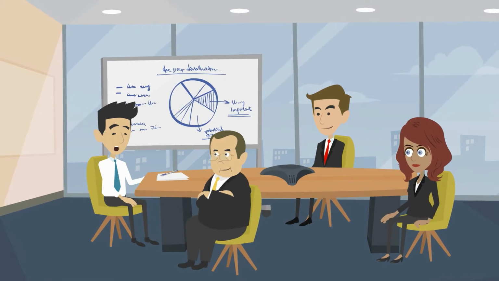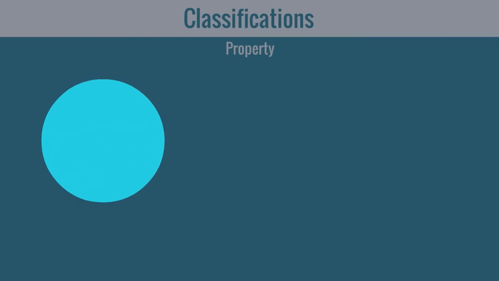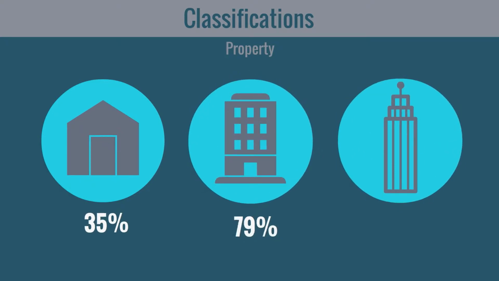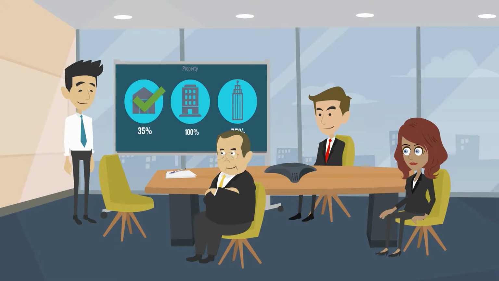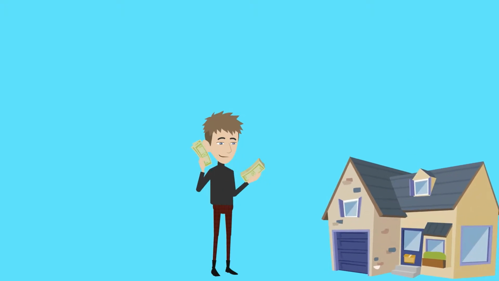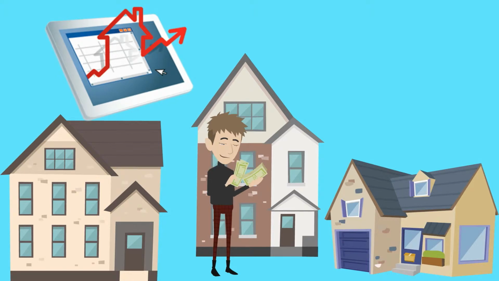I'm going to walk you through the difference between A, B, and C class properties. Investors, lenders, and brokers have developed property classifications to make it easier when communicating amongst themselves about the quality of property. For investors, property class is an important factor to consider because each class offers a different level of risk and return.